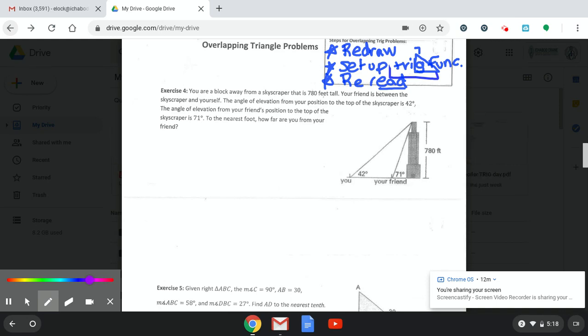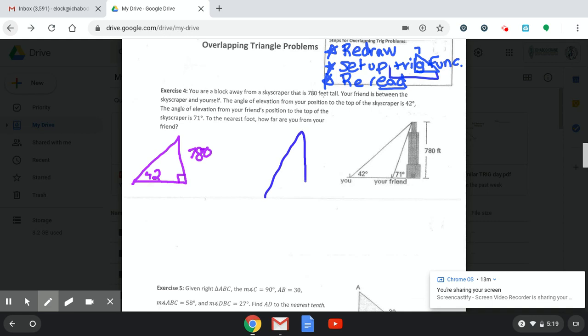So this diagram is kind of drawn overlapped. But how I would break it down is we have a diagram from you to the skyscraper, which is 780 feet tall. You're making a 42-degree angle. Then separately, your friend is going to have a skinnier triangle here, has an angle of elevation of 71 degrees, and that skyscraper is 780 feet tall.